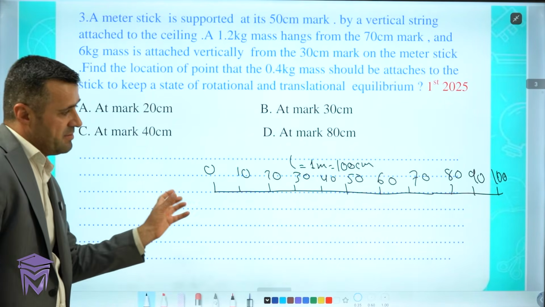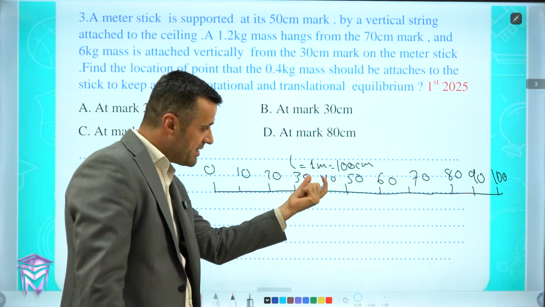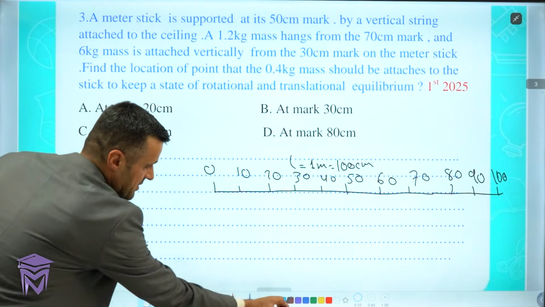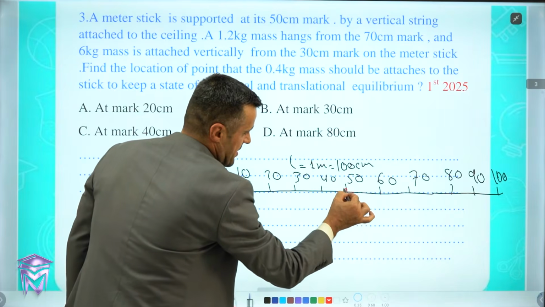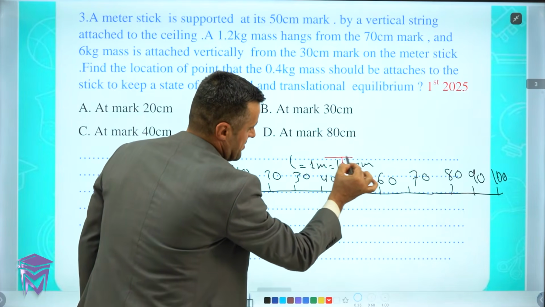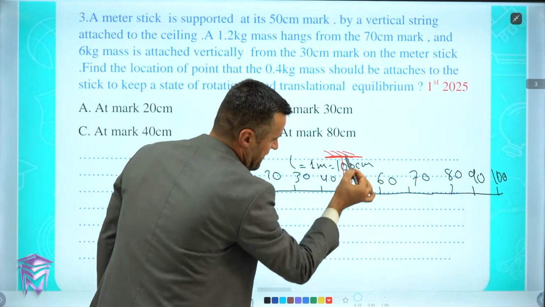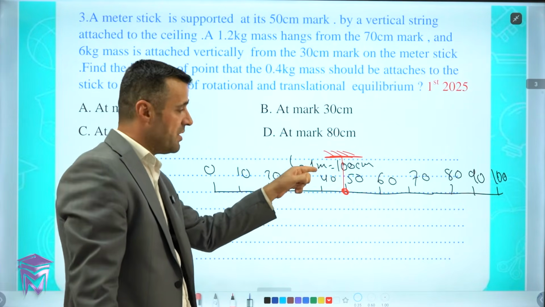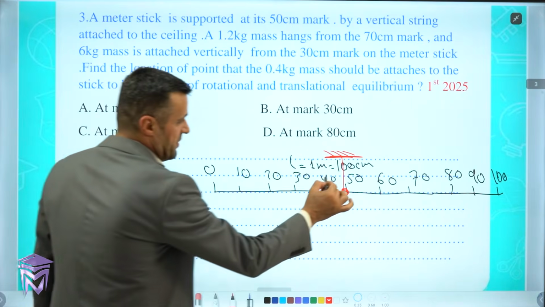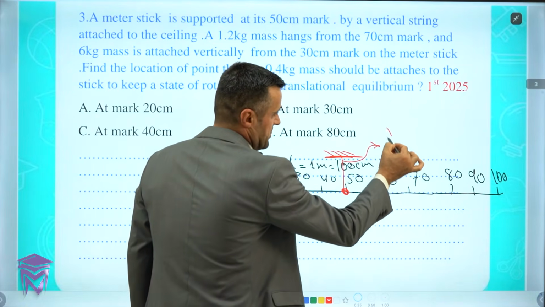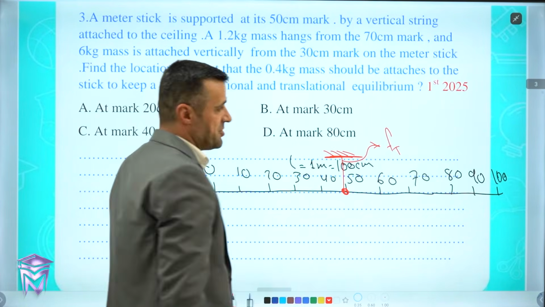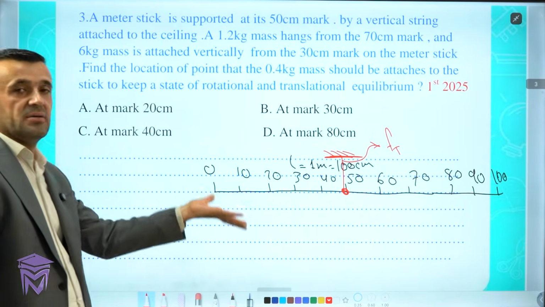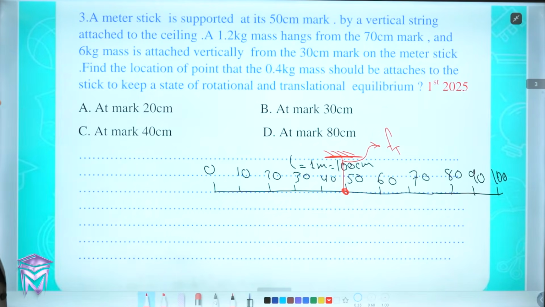This stick hangs at the 50 centimeter point, in the middle of the stick. This stick is hanging with a vertical string or a rope. We know that each rope has a tension force. Its direction is always upward.